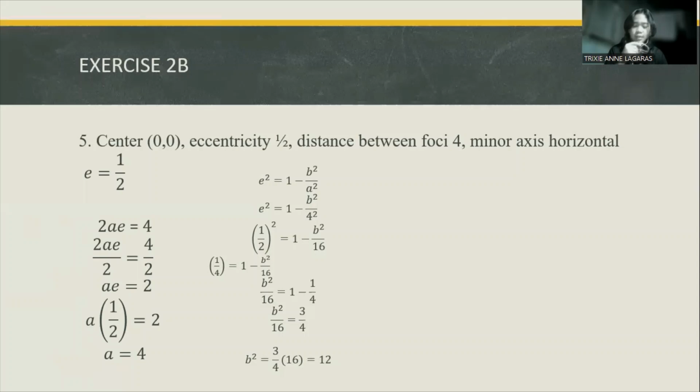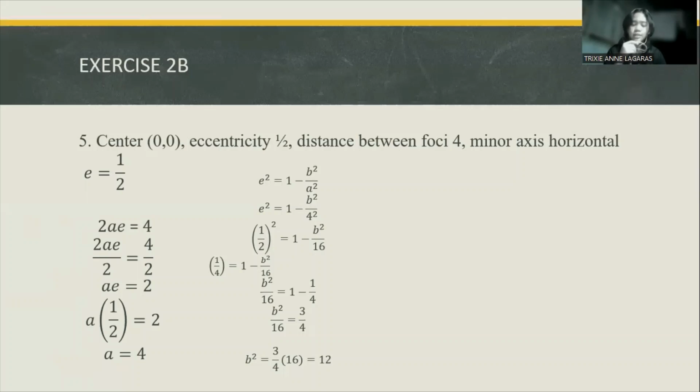So, isi-simplify na natin siya. Magiging 1/4 equals 1 minus b squared divided by 16. So, b squared divided by 16 equals 1 minus 1/4, which is 3/4. So, b squared equals 3/4 multiplied by 16, which will be 12.